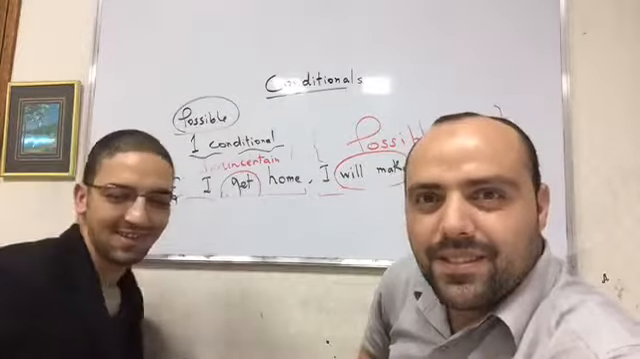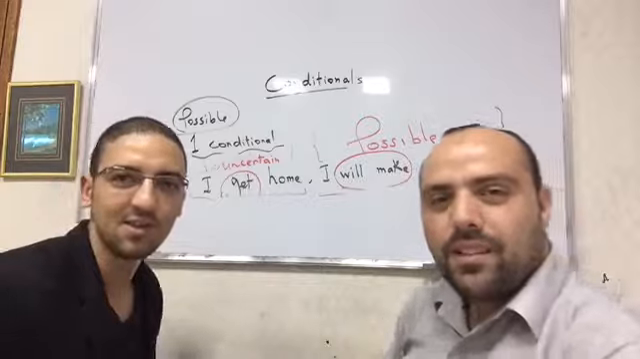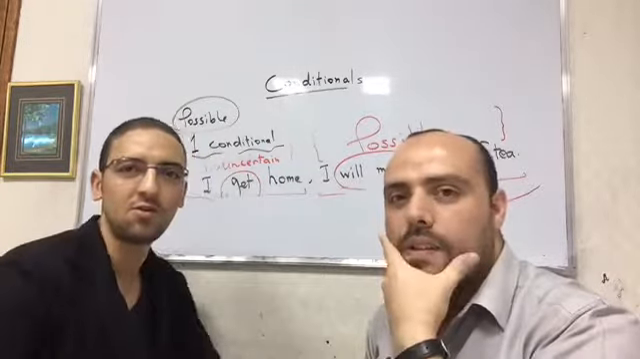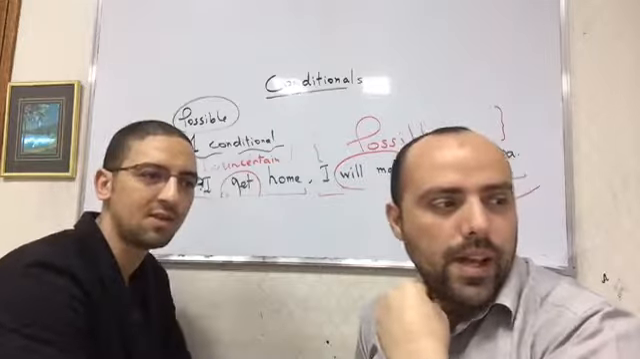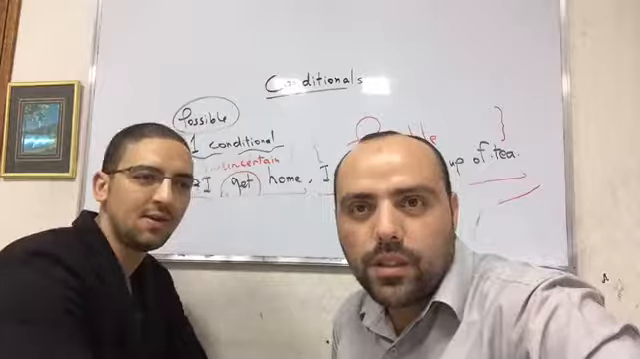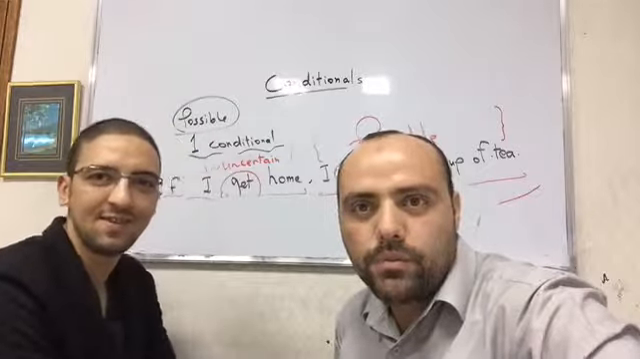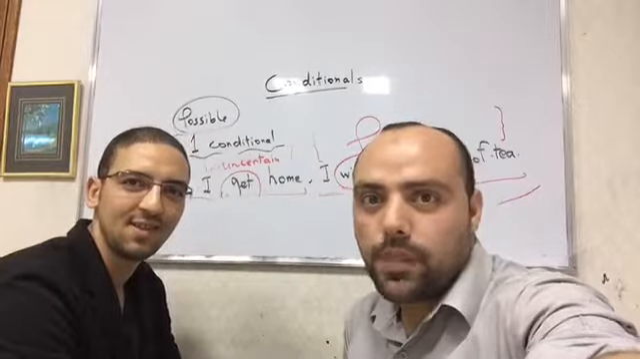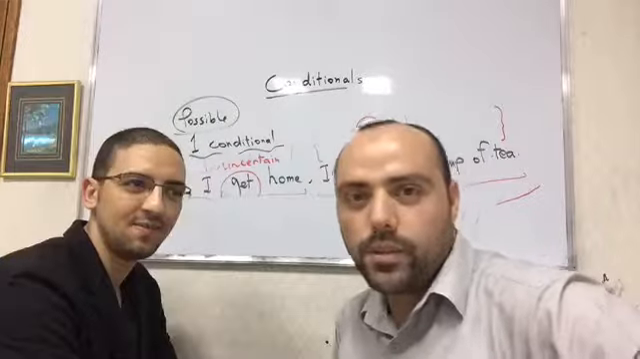As you can see here, as we said, the conditional is easy. We talked about conditional 0. It's quite easy. We use it to talk about truths and facts. Here we have a sentence saying that when I go to bed tonight, I will inform you. It's a very good structure. About the structure, it is okay. I agree with you about it.